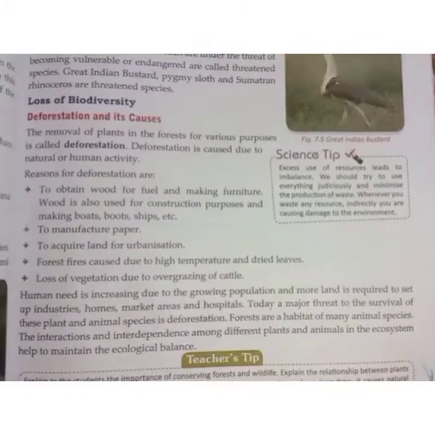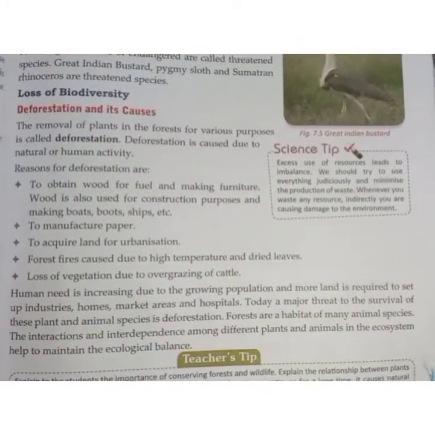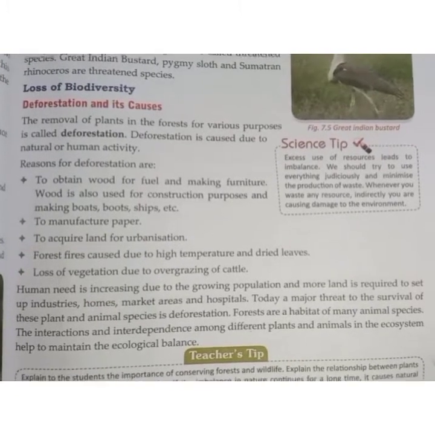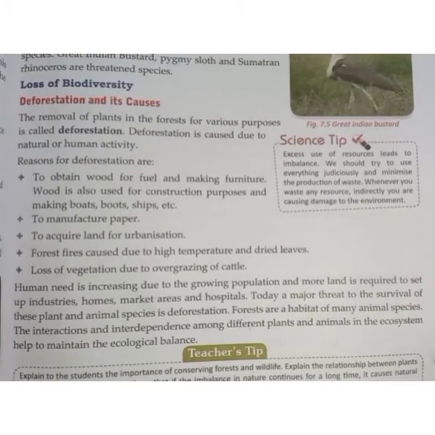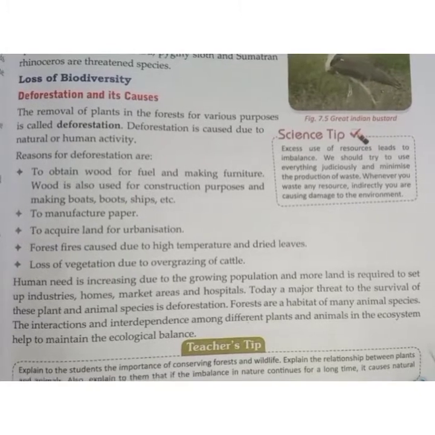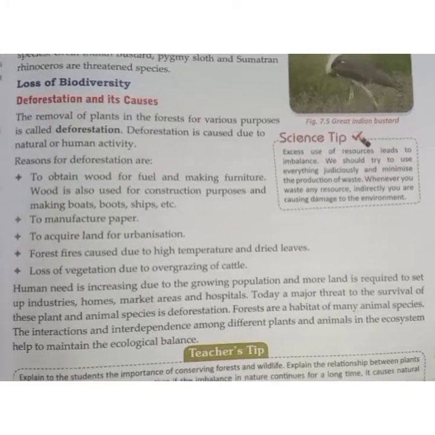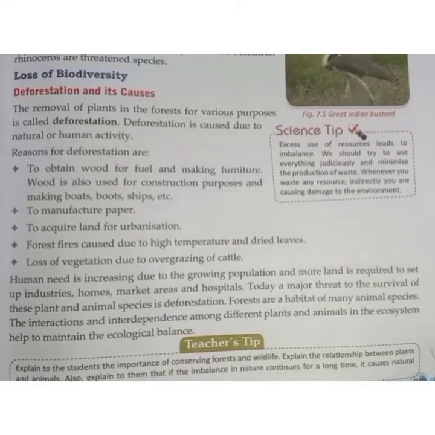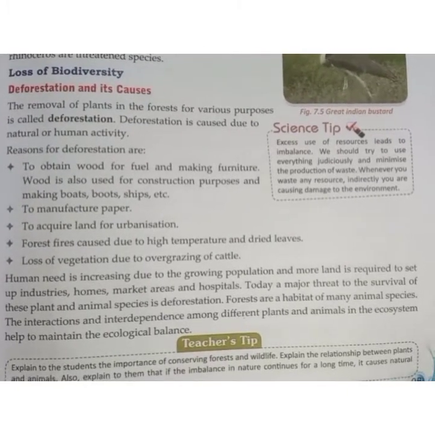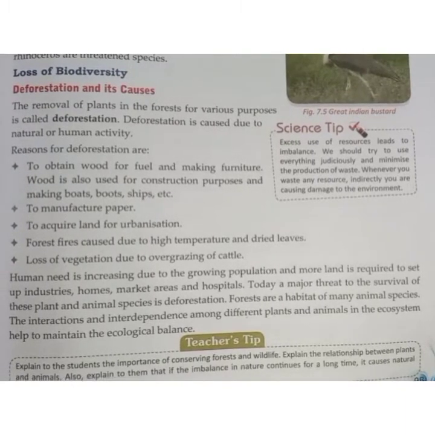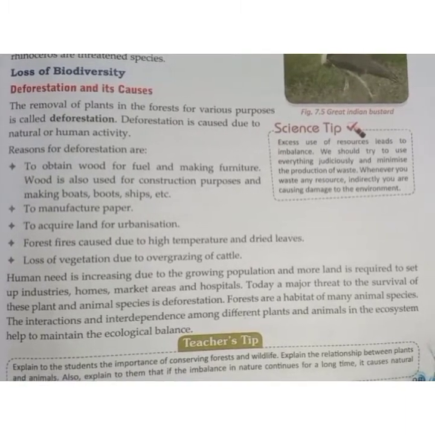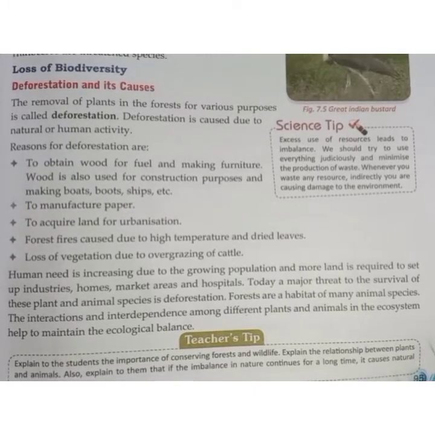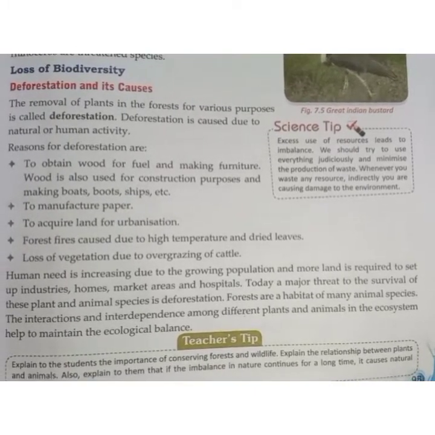Next part is loss of biodiversity. Here, the first reason is deforestation and its causes. The removal of plants in the forest for various purposes is called deforestation. Deforestation is caused due to natural or human activity. Reasons for deforestation are to obtain wood or fuel and to make furniture. Wood is also used for construction purposes and making boats, ships, etc.